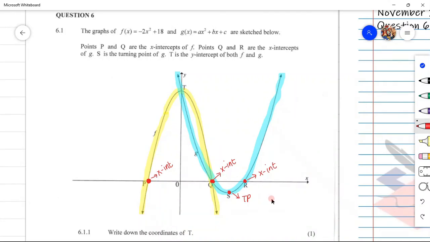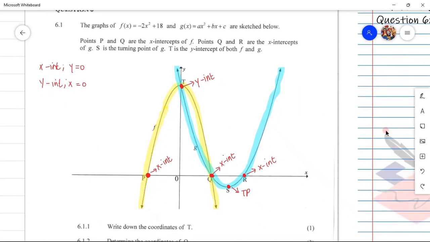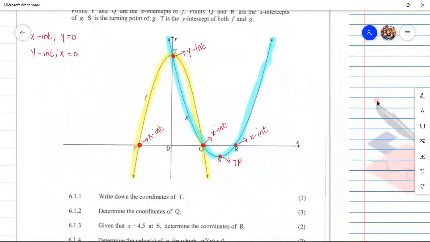T is the y-intercept of both F and G. So this point T is our y-intercept of both graphs. Something important to take note of is that at an x-intercept, the value of y is 0. At a y-intercept, the value of x is 0. So we've now analyzed our graphs. Let's move on to our questions.